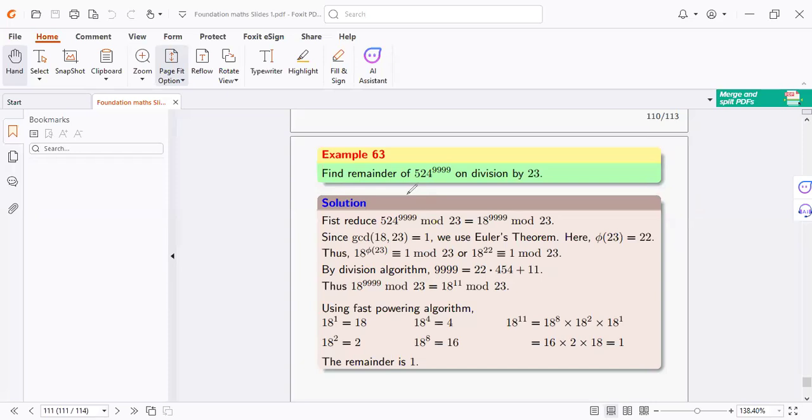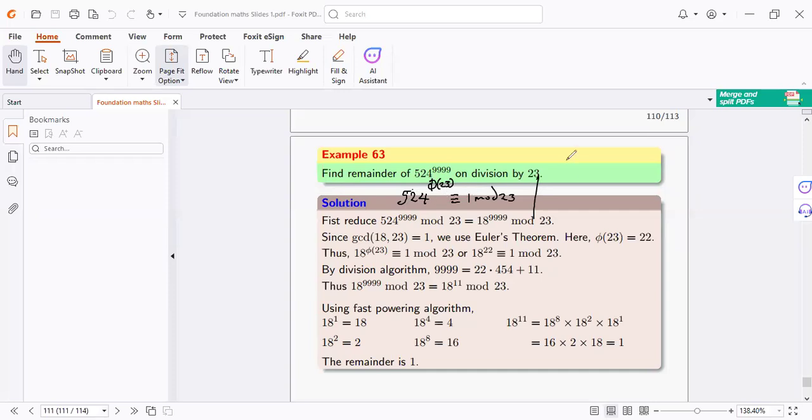What does it say? It says that 524 raised to phi of 23 would be equivalent to 1 mod 23. But you can also reduce this number, 524. It's a huge number, so you can reduce it, or you can work with it the way it is. There's no problem. I can see in my working here, I reduced it, but let me now work with it so that you can see that we can also work with it. It's not always that you must reduce it.